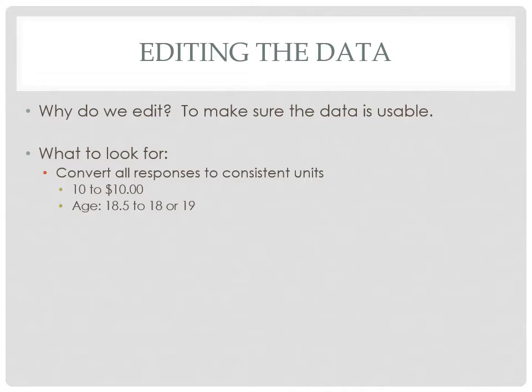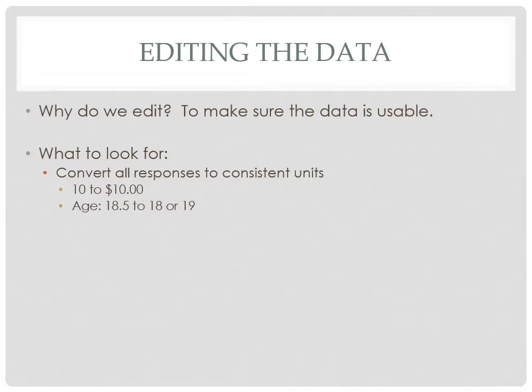This isn't unique to SPSS. This is the same for all statistical software. So we're going to take the dollar signs off of answers. If people write things like their age is 18 and a half, we might want to convert that to 18 or 19. We might see things like, if you ask someone how often they do something, they will write 1-2 times, 1 to 2 times. 1-2 is not a number, and SPSS can't read that.